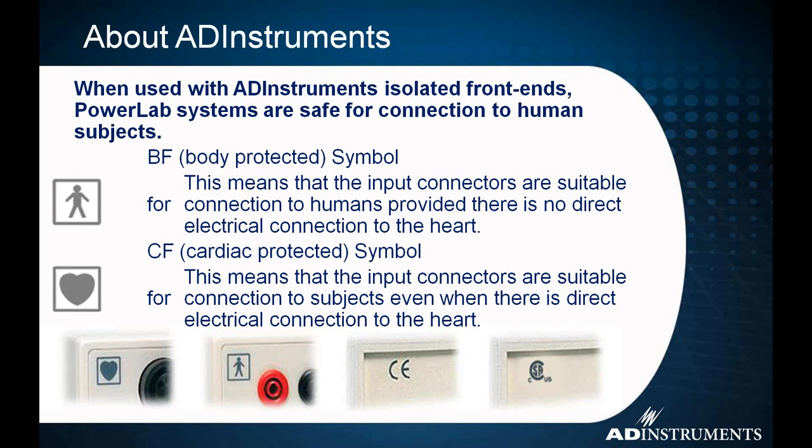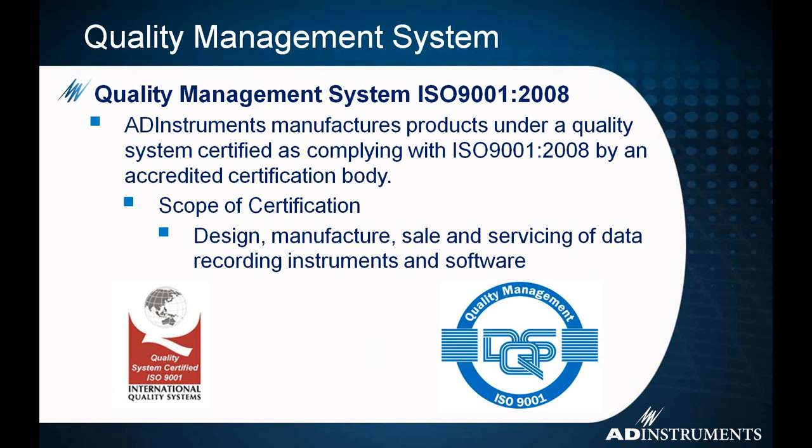We also get a common question of, how do I know what I can connect my AD Instruments equipment to? Is it safe for human connection? Any of our equipment that is safe for human connection is going to have this body protected symbol on it. Anything that's safe for a direct cardiac connection is going to have the cardiac protection symbol that you see here. So definitely look at those things before we start connecting them to a human subject, just to make sure that we're not endangering anybody and that it's properly isolated.